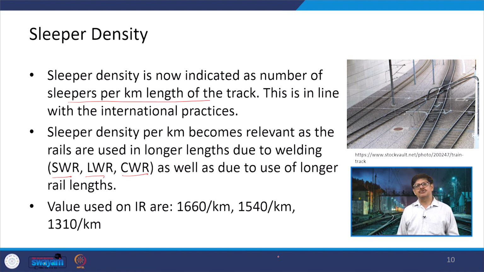And the values which are used on the Indian Railways are 1660 sleepers per kilometer, 1540 sleepers per kilometer, and 1310 sleepers per kilometer. If the loads are very high, obviously we go for the higher value. If the loads are quite low, then we can go to the lower values.